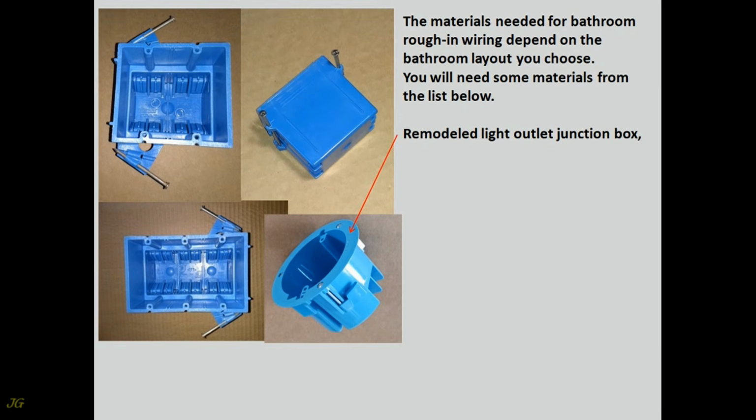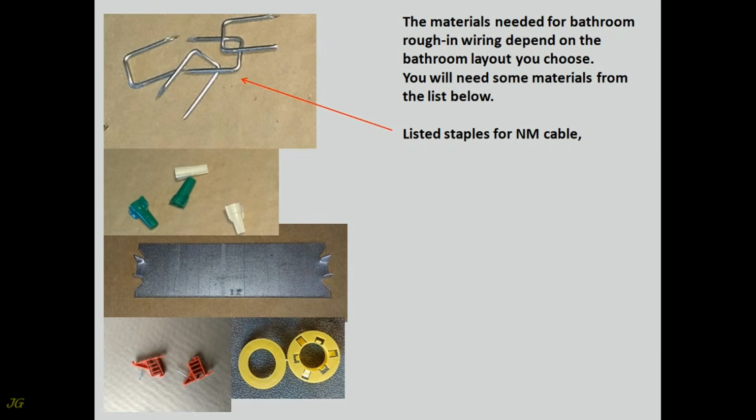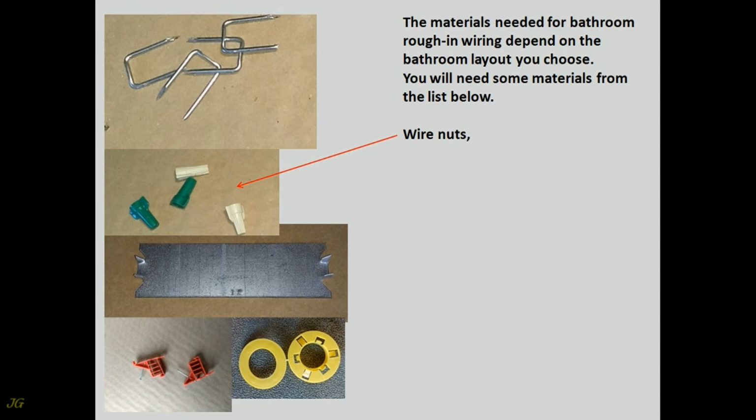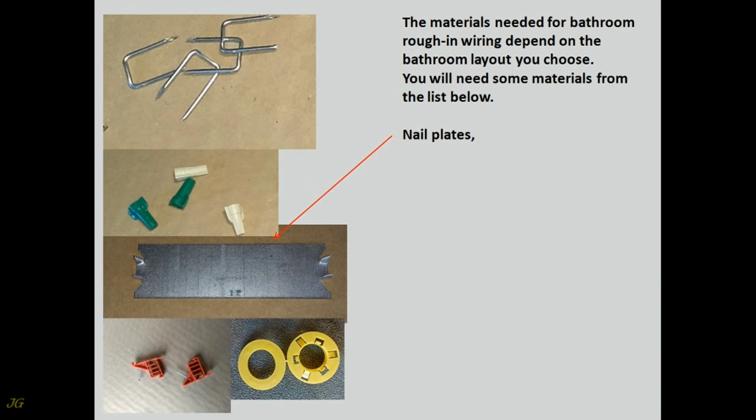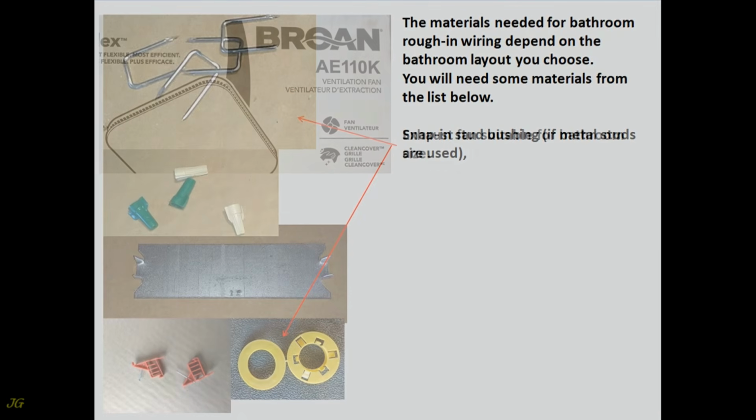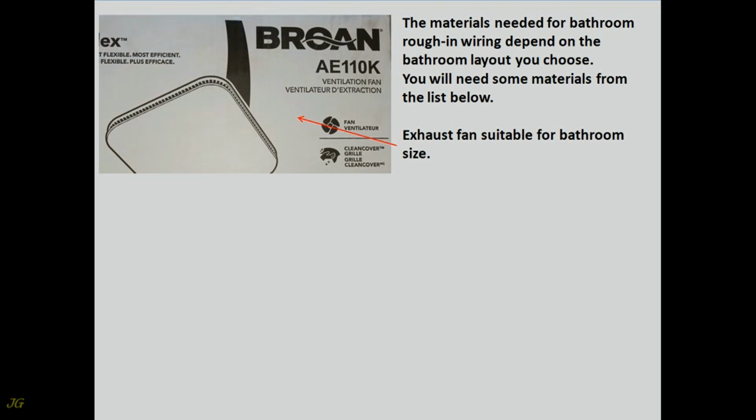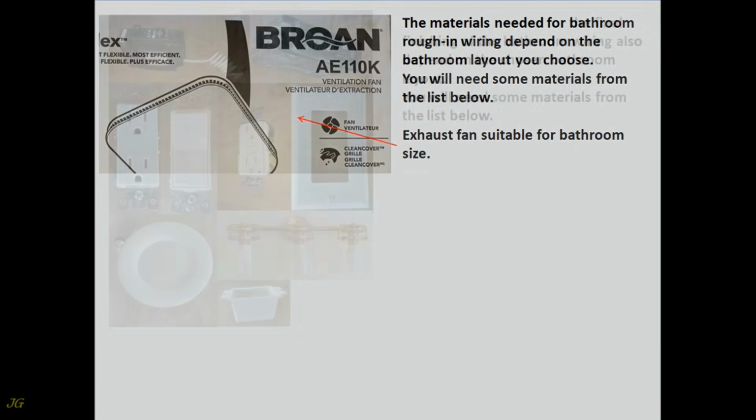Remodeled light outlet junction box. Listed staples for NM cable. Wire nuts. Nail plates. Cable stackers. Snap-in stud bushing, if metal studs are used. Exhaust fan suitable for bathroom size.